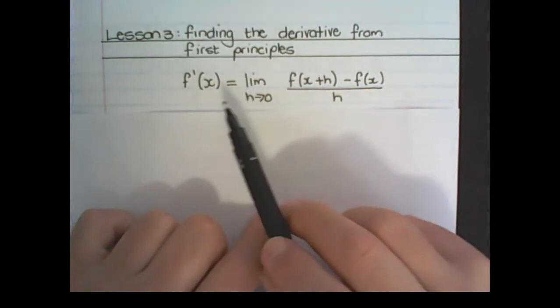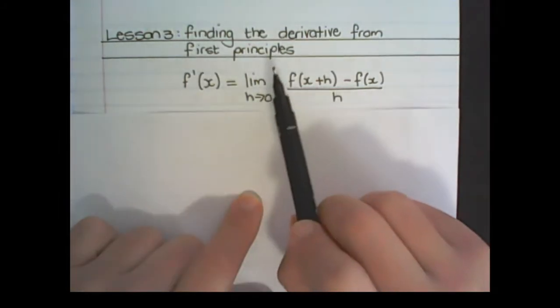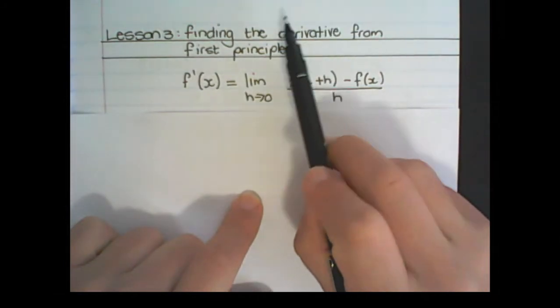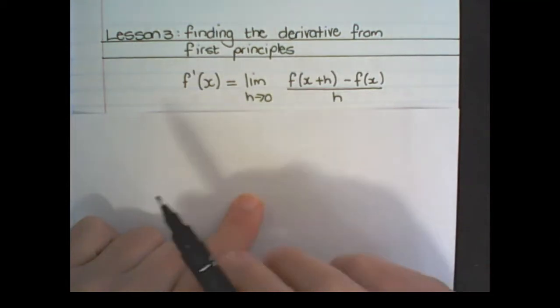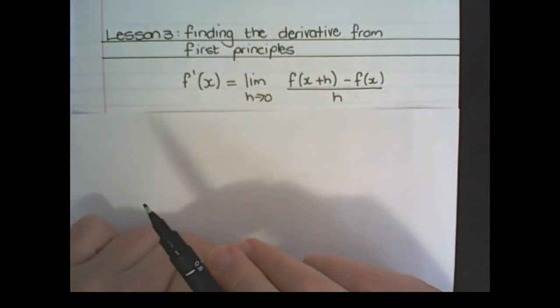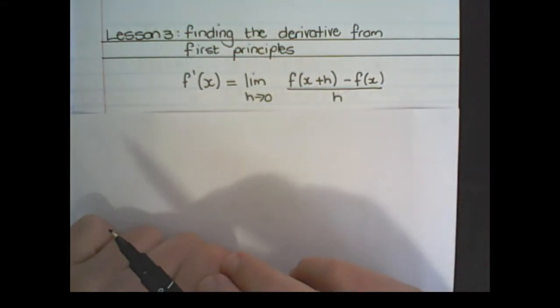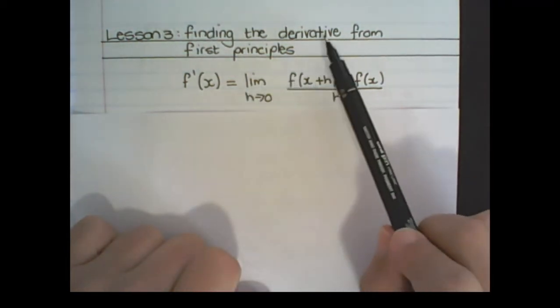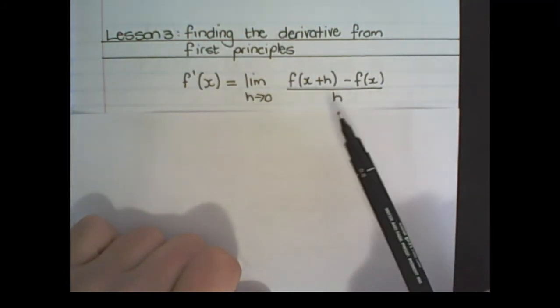In the previous lesson, we saw where the formula for the first derivative comes from. Remember that the first derivative represents a formula for the gradient of a tangent. So this is not a way to find the equation of a tangent, just a way to find the gradient of a tangent. In this video, we are going to learn how to find the derivative from first principles.